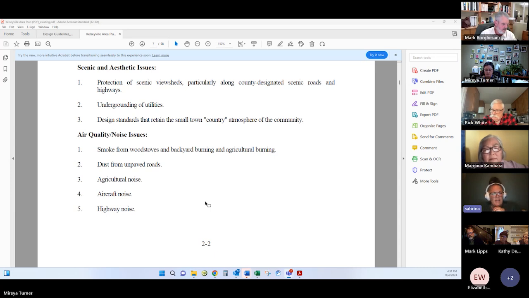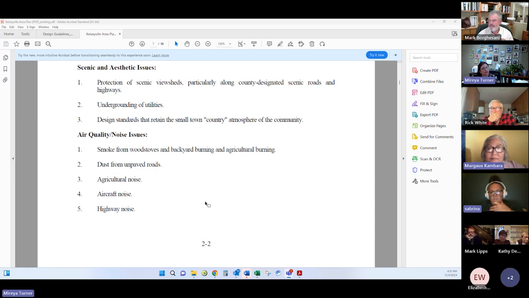What I would add, and I'm not sure if I would add it under scenic and aesthetic issues or air quality and noise issues, is something about the importance of maintaining clear skies, like light pollution. Oh, dark skies. Yes, the Dark Skies Initiative. That is absolutely a good idea.